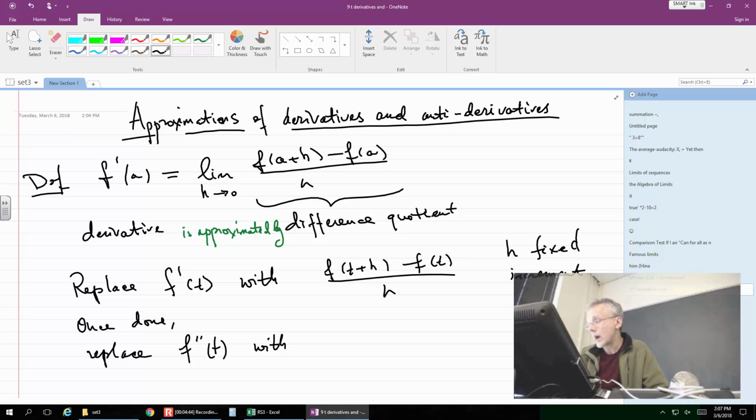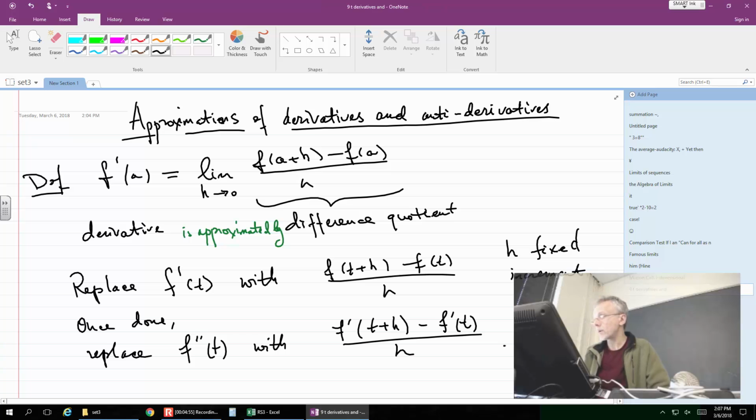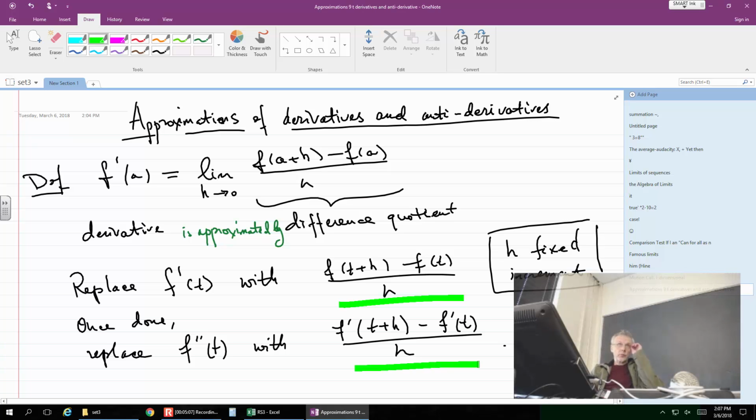So we replace f double prime with f prime of t plus h minus f prime of t, over h. Okay, so that's the approximation. These little formulas over here are very easy to do with a computer or a spreadsheet. We're going to do it at some point. We're not doing it now for a simple reason: we're going in the opposite direction. Remember, we're moving from the second derivative, acceleration, towards the first derivative, the velocity, and then all the way back to f, the location.